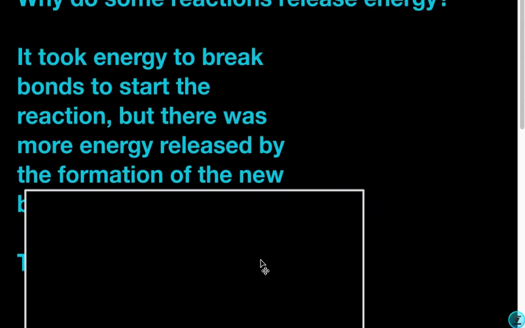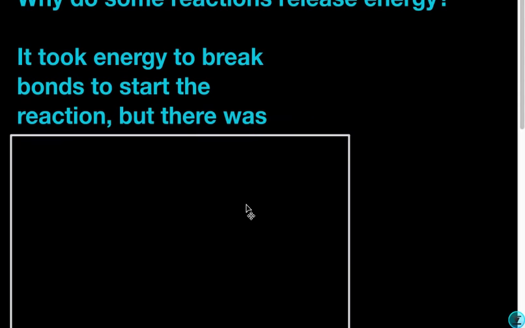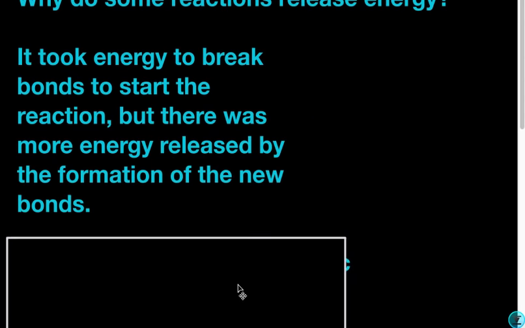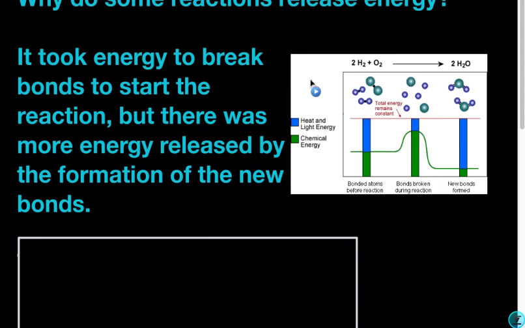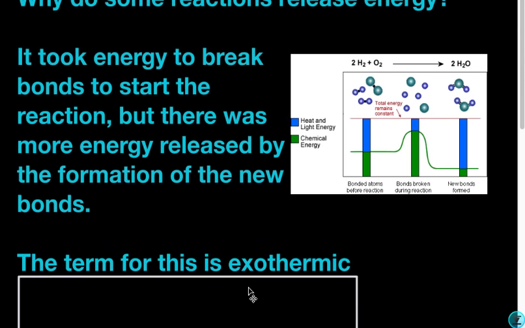Okay, let's get rid of that and take a look. It took energy to break the bonds to start the reaction, but there was more energy released by the formation of the new bonds. If we release energy, it's going to take energy to break those bonds to start, but there was more energy released by the formation of the new bonds.